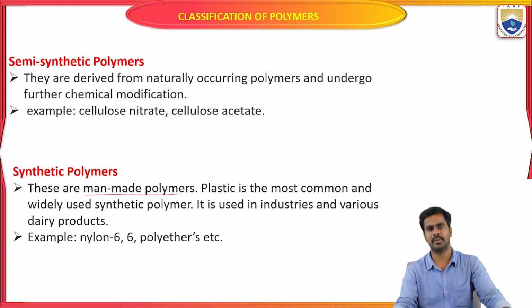So natural polymers are obtained directly from nature. Semi-synthetic polymers involve a chemical modification of natural polymers by the addition of certain chemicals. Whereas synthetic polymers are pure man-made polymers.